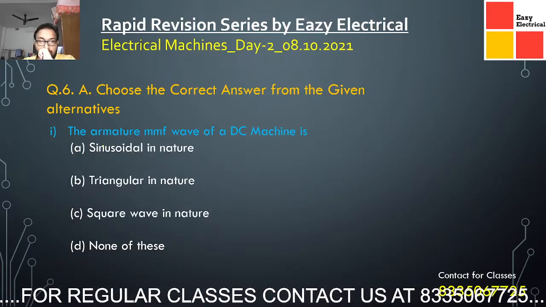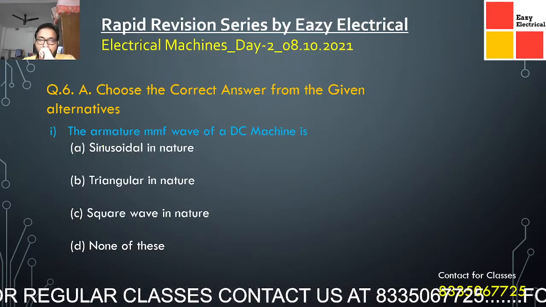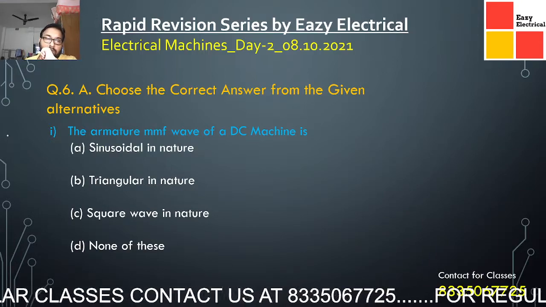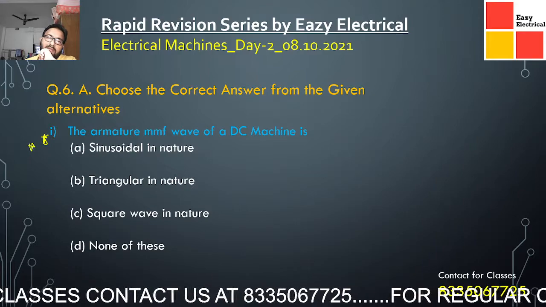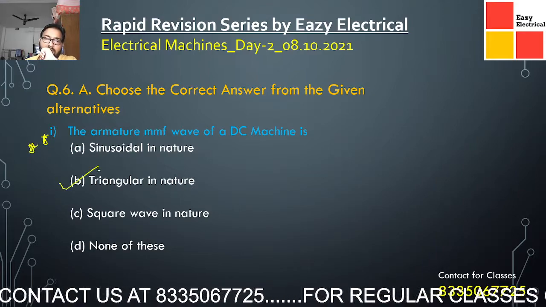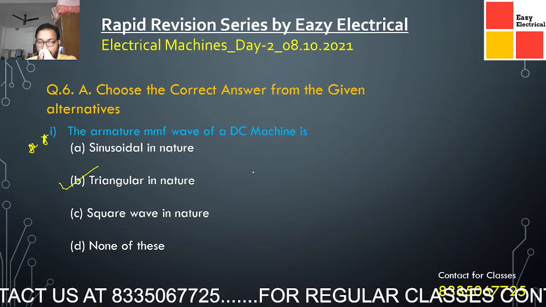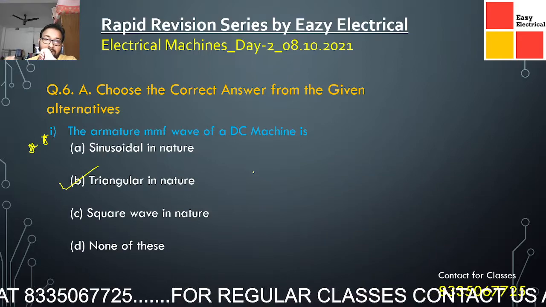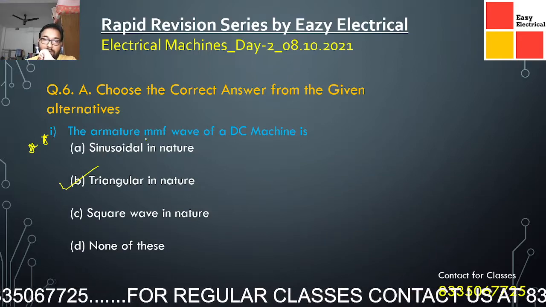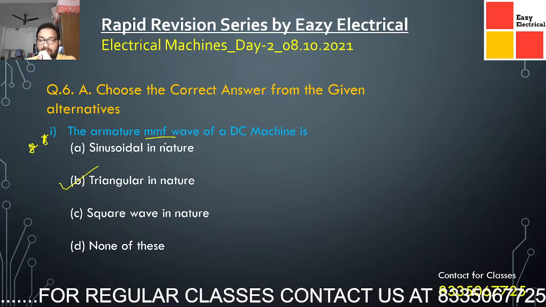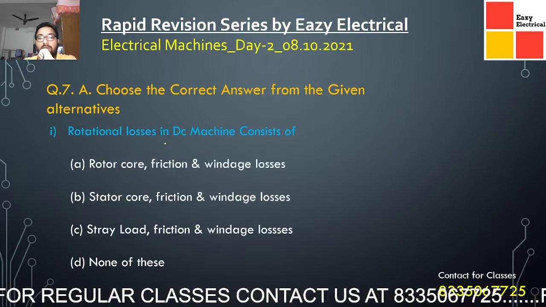Now coming to the next question. The armature MMF wave of a DC machine is, this is one of the most important questions, and in every examination you will find such questions. It is basically a triangular wave. Sometimes we confuse it with the induced voltage or EMF wave, but this is actually asked as the MMF wave, the flux wave. The flux wave is triangular in nature. Okay, now coming to the next question.